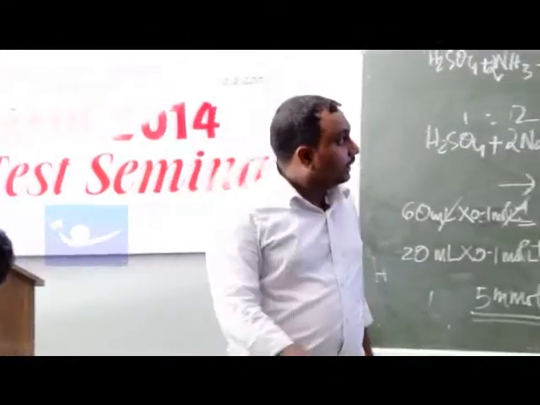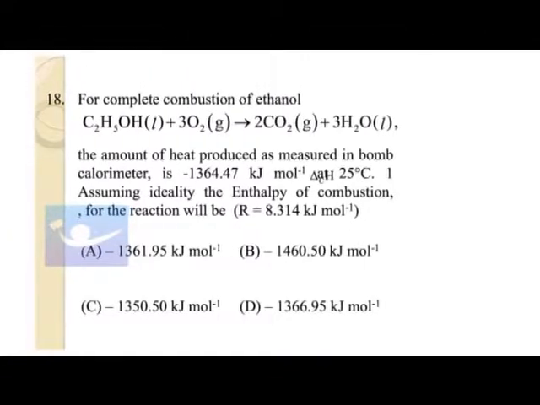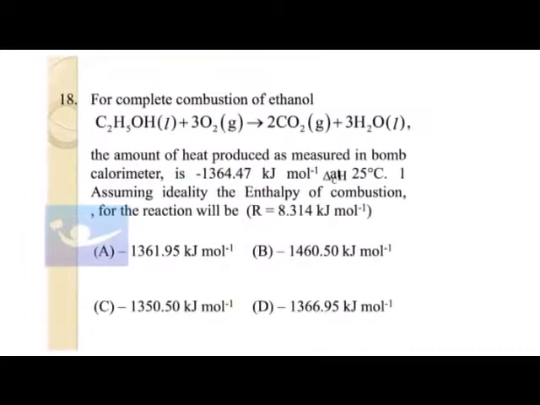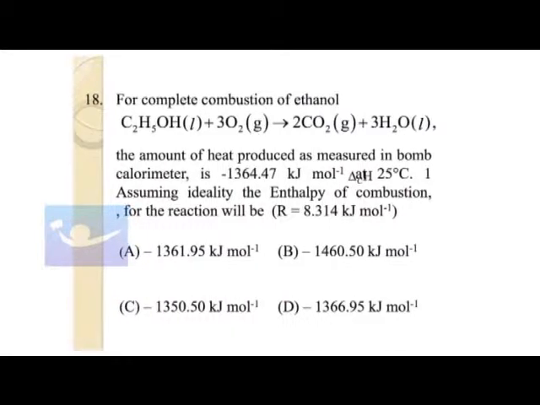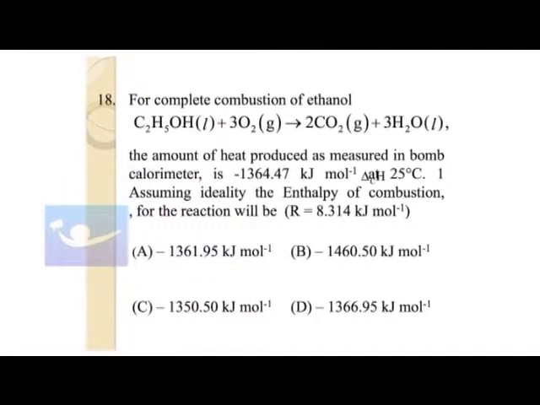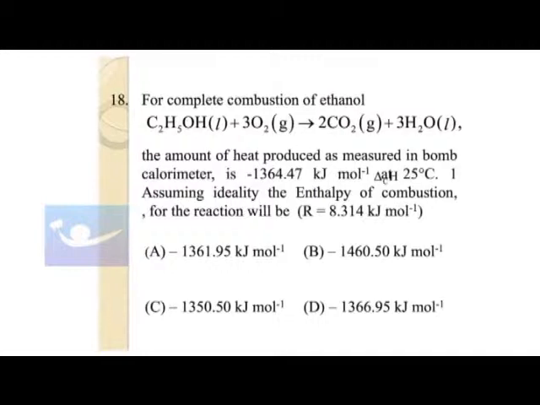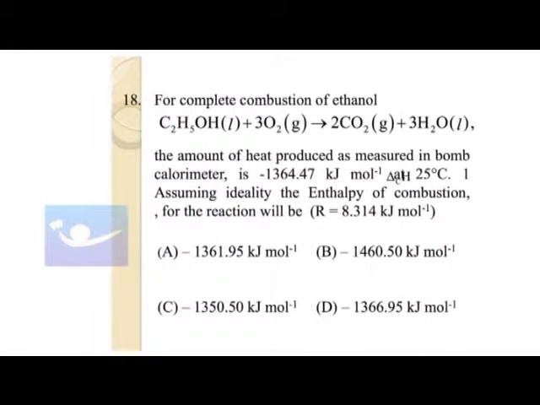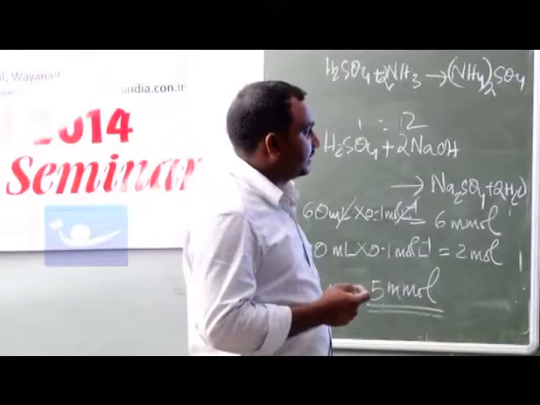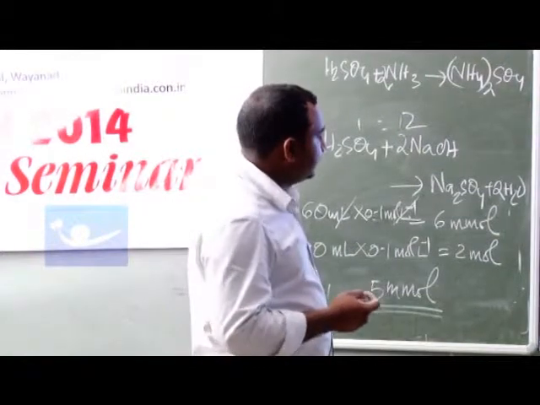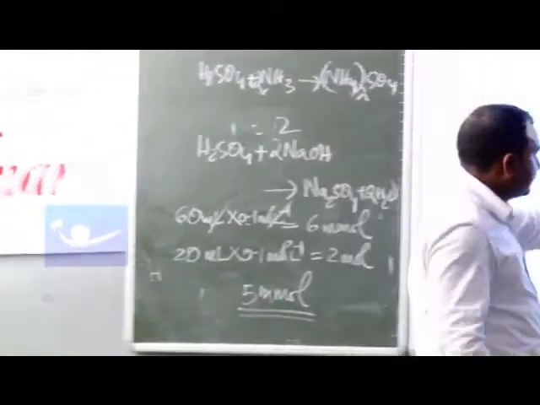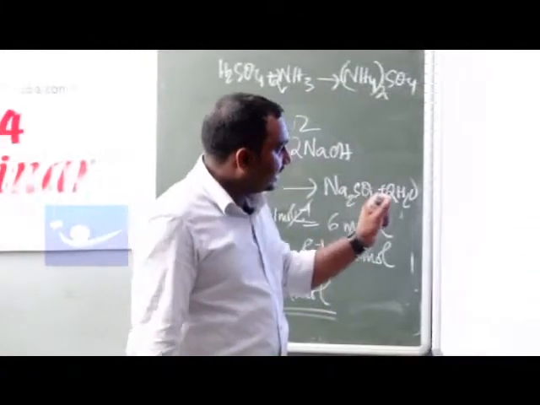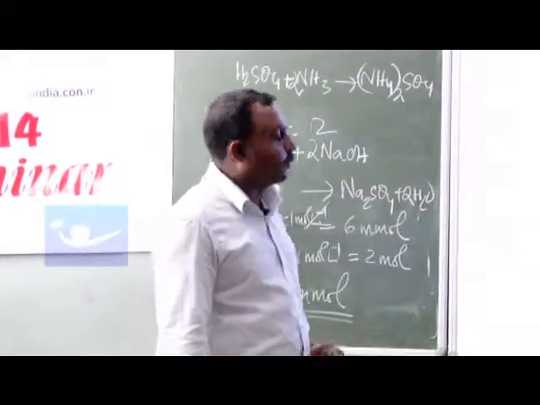Next one. For complete combustion of ethanol, C2H5OH plus 3O2 gives 2CO2 plus 3H2O, right? And the amount of heat produced as measured in a bomb calorimeter is 1364.47 kilojoules per mole at 25 degrees Celsius. Assuming ideality, the enthalpy of combustion, this is delta CH, for the reaction will be, R is equal to 8.314.